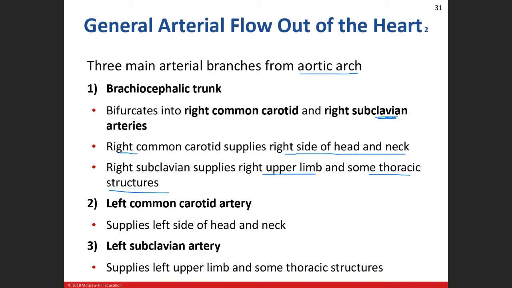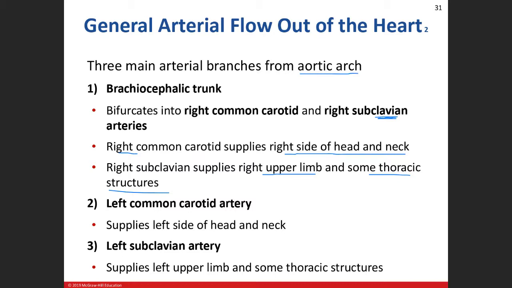The second one is the left common carotid. Well, we know what the right common carotid does. So left common carotid is going to supply the left side of your head and neck. And then the left subclavian, again, we know what the right subclavian does. So the left subclavian is going to supply your left upper extremity and then some of the structures there in the thoracic cavity there.